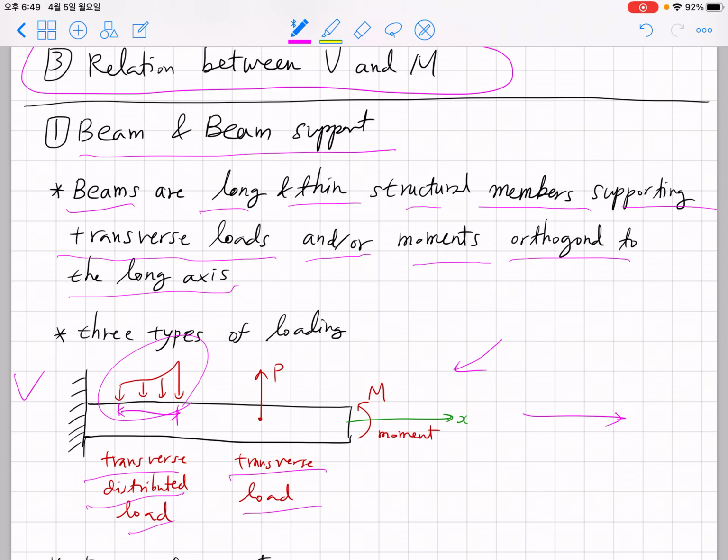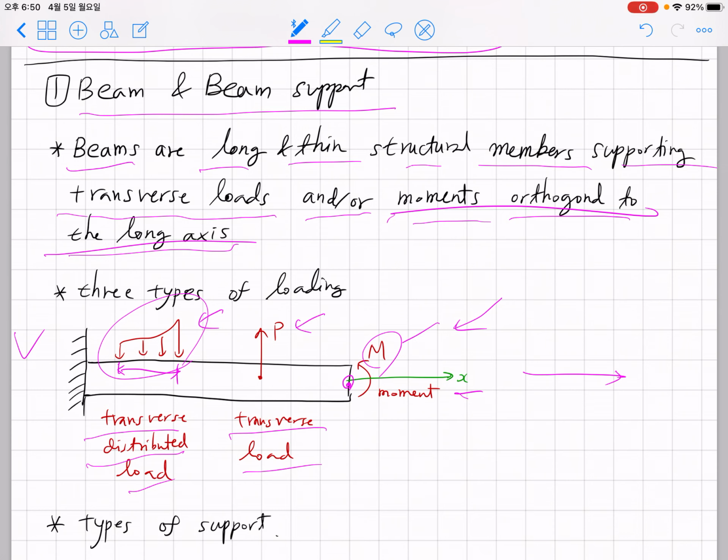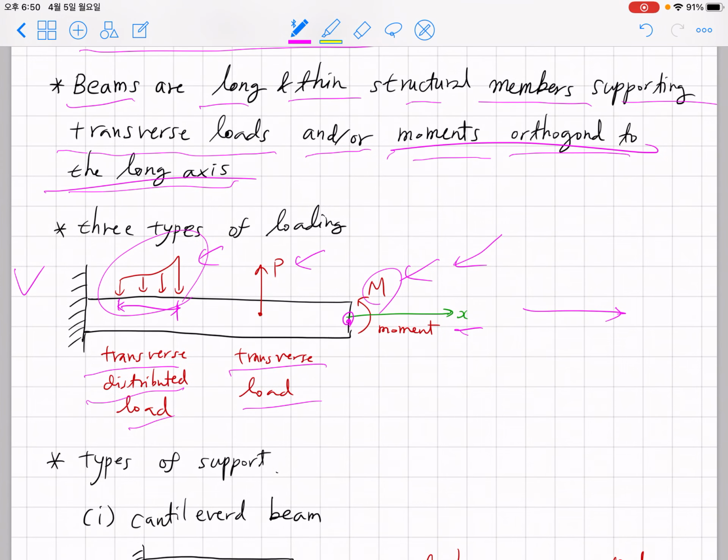You can also think about transverse point load as an external loading, which can induce the bending of the beam. And regarding the moment, if you think about the right hand rule, the vector will be heading out of this plane, and the direction out of this plane would be orthogonal to the long axis, as in the definition of beams. So these three loadings, distributed loading, point force, and the moment, will be the three types of loading that we're gonna consider in chapter 5 and chapter 6.